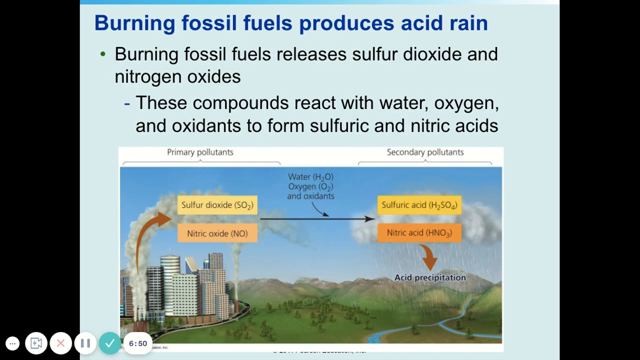Burning fossil fuels can cause acid rain when SOx and NOx are released and combine with water to form sulfuric and nitric acids. We would call acid rain an example of a secondary pollutant.